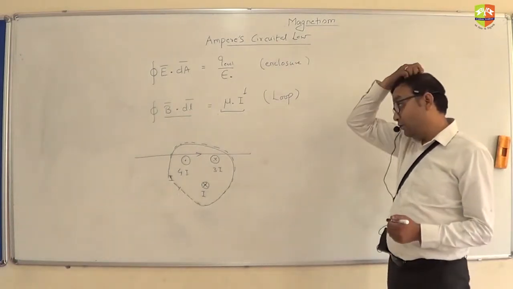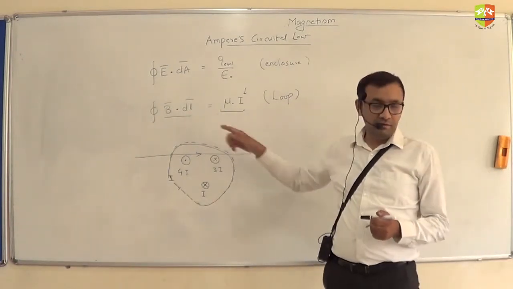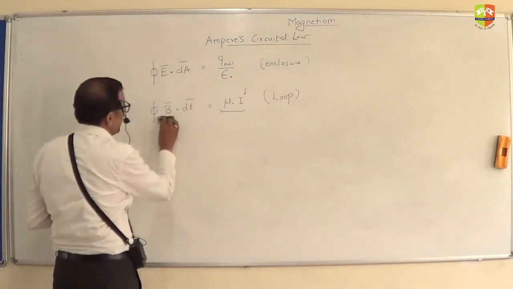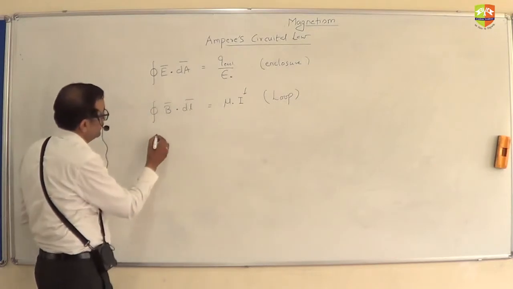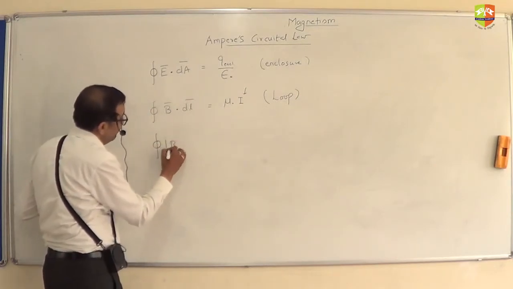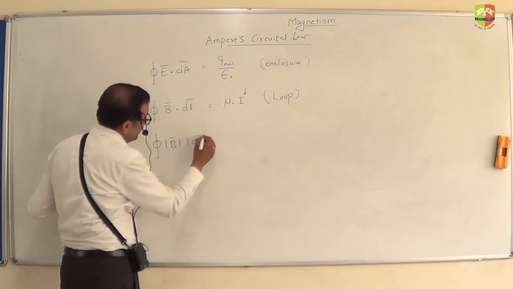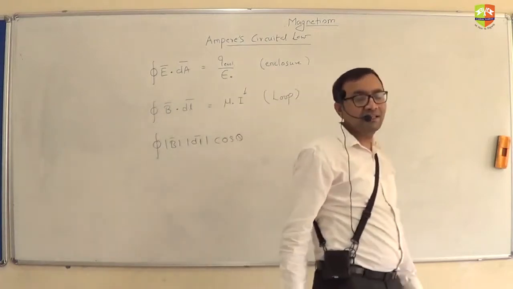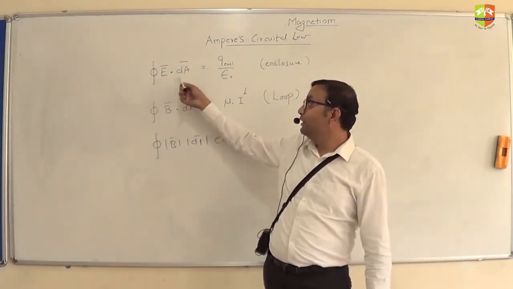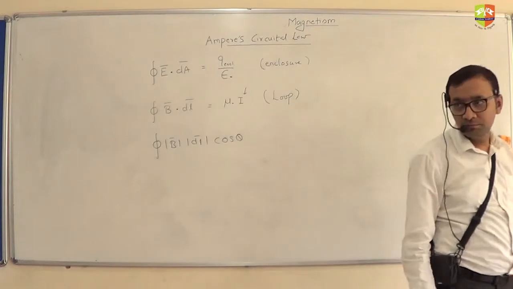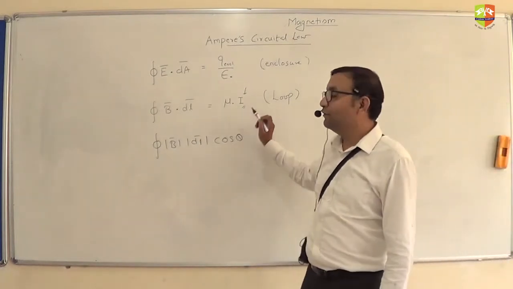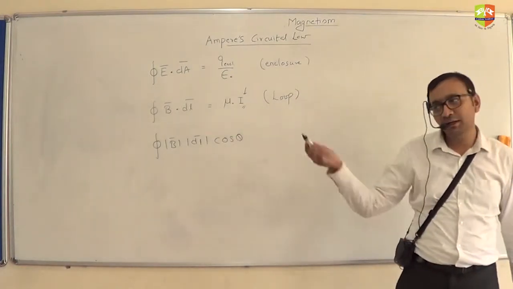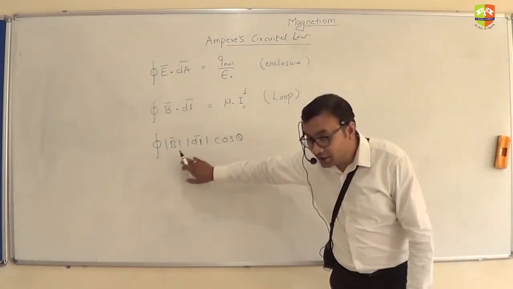Okay, like that you can understand. Alright, now let's try to analyze this further. So integral B dot dl can be written like integral of magnitude of B, magnitude of dl into cos of angle between them. Okay, just like E dot dl was written as E into dl into cos of angle between them. Yes or no? Okay, now right hand side is straightforward. I can just find out by multiplying the current passing through into mu naught, I get the right hand side. But left hand side I have to integrate.